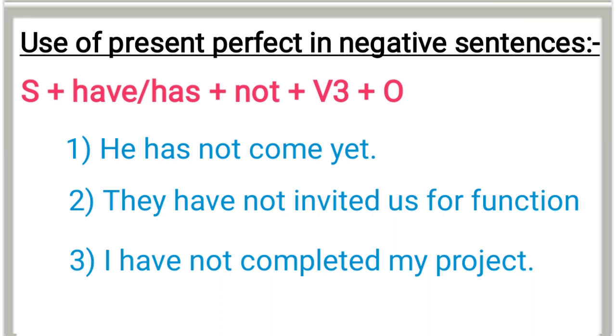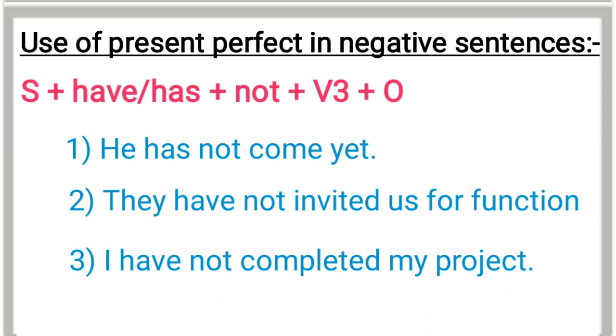Come has its second form came, but the first and third form remain the same, which is come, C-O-M-E. So now you realize that this is very easy to make negative sentences of present perfect tense. Just you need to remember the structure accurately.